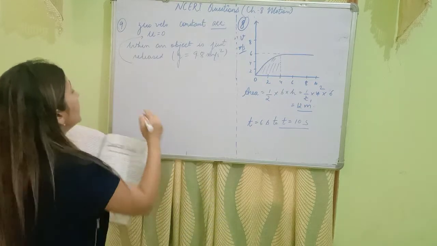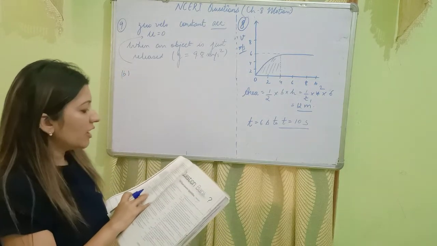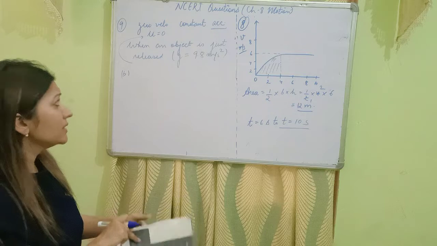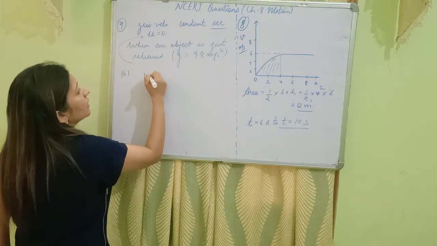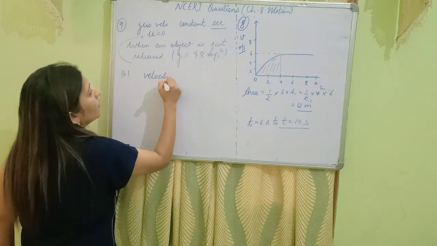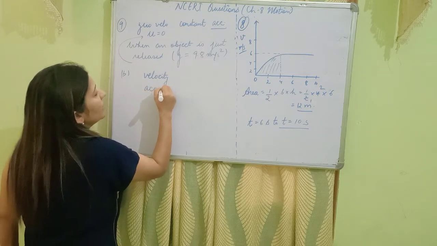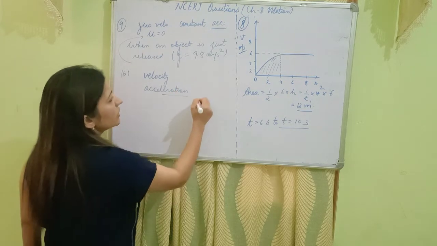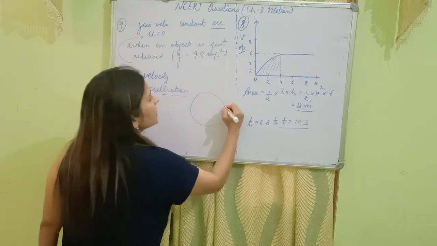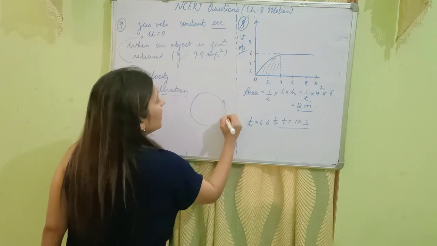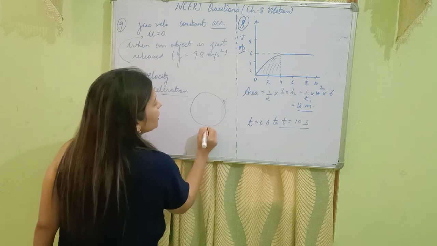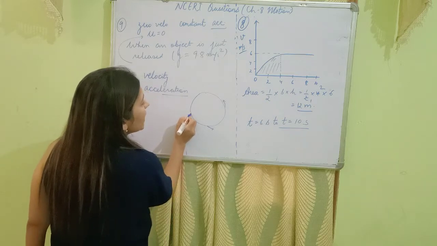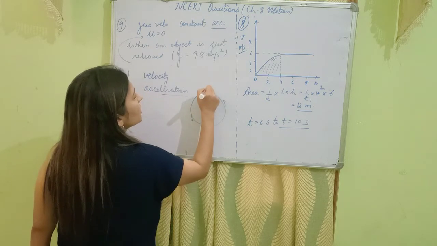Next, B part, you need to give an example. An object moving in a certain direction with acceleration in the perpendicular direction. This is a case where acceleration is in a direction perpendicular to velocity, as in uniform circular motion. See, the object has velocity in this direction.